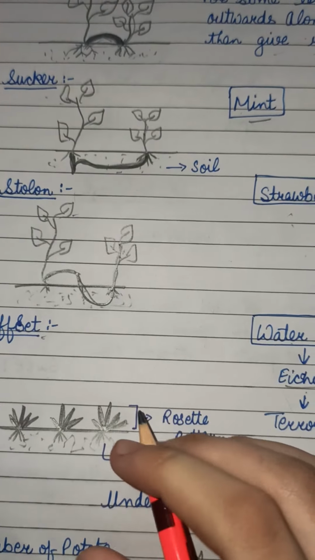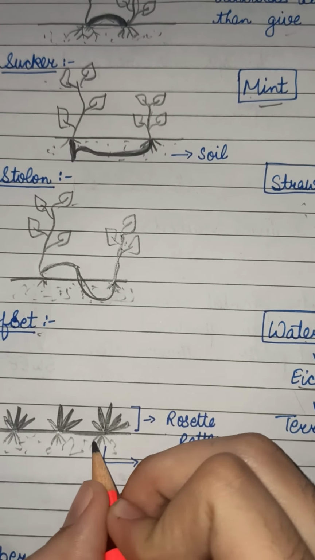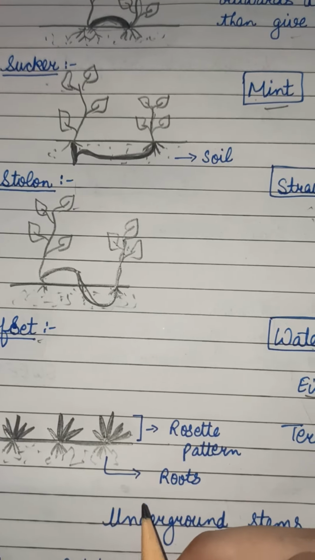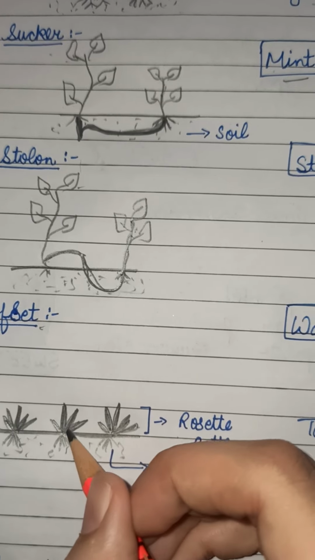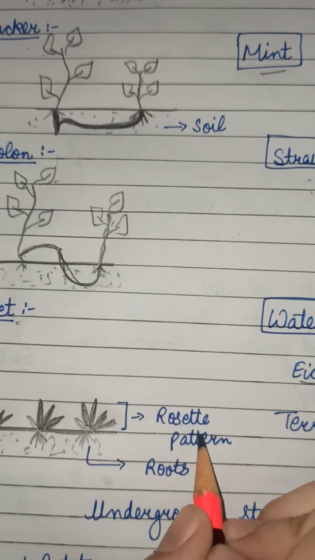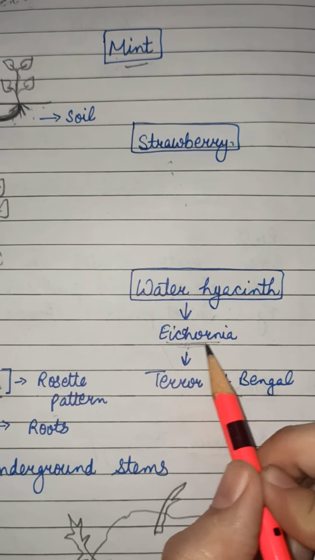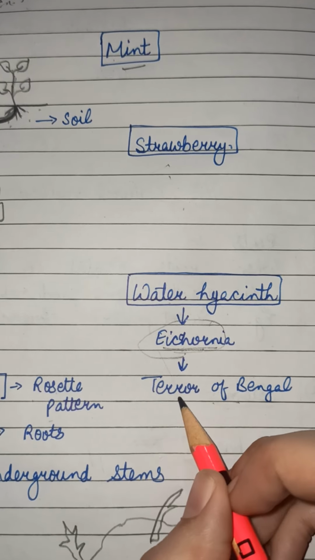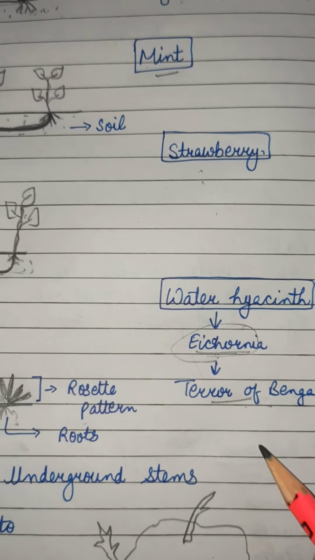Next is offset. Here this is our stem like this. Now it will form some kind of tuft of roots like this, and these will develop a rosette kind of pattern of leaves. Now this is the rosette pattern. This is found in water hyacinth, which is Eichhornia. Now this plant is very famous as it is called the terror of Bengal. Why is it called the terror of Bengal? Because it was grown in Bengal, but now it has spread over all the area of Bengal, which is posing harm to other plants of that area.